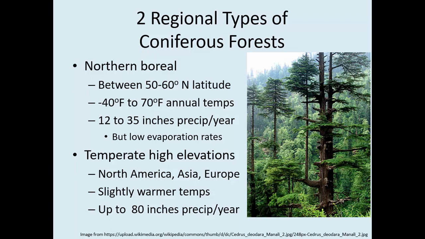forests. These do tend to have slightly warmer temperatures than the northern boreal forests, and they get more rain because they're up higher in elevation, so they get some rain shadow effect when the clouds meet up with the higher elevations in the mountains. So these do get up to 80 inches of precipitation per year.